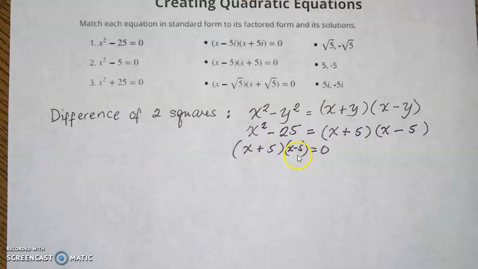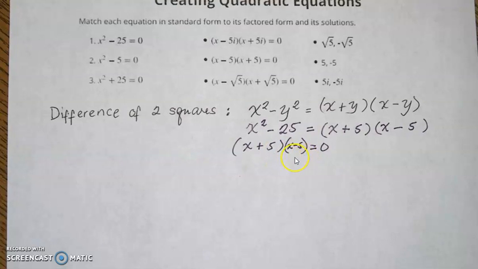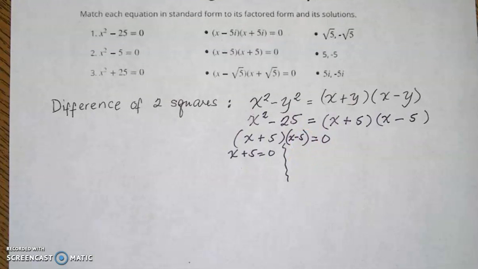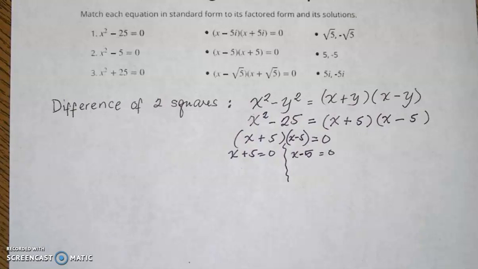Apologies for this being small, I ran out of space. And then now we're going to solve for the x's for both of them by applying the zero property. Split your paper. On the left side, put x plus 5 equals 0. On the right side, put x minus 5 equals 0 and then solve for x.